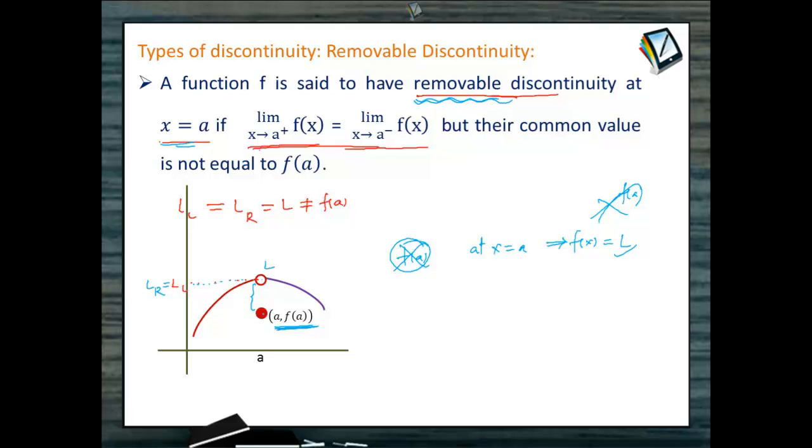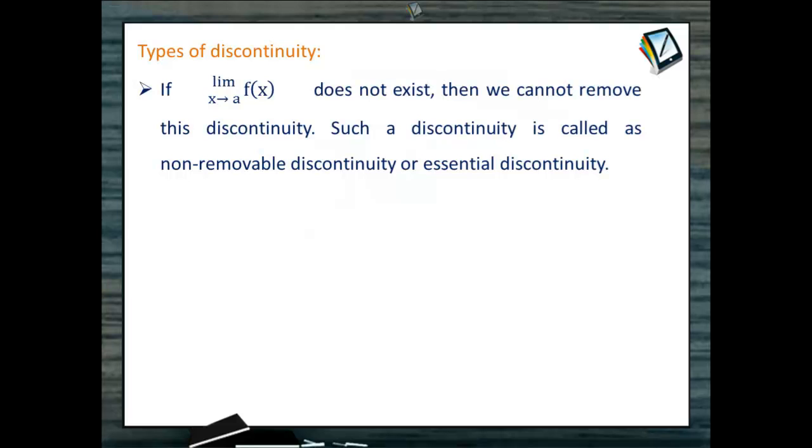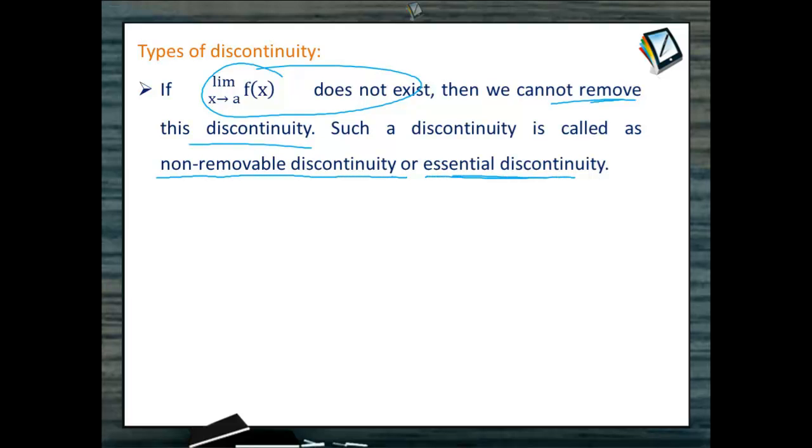Is the idea clear? So when do we say a function has a removable discontinuity? Of those discontinuities which arise because the limit exists but the limit value is not equal to the functional value, such a discontinuity is called removable discontinuity. It can be removed. Now what about the opposite case, a non-removable discontinuity? There is a discontinuity but it cannot be removed. When is it possible? If the limit itself does not exist, then we cannot remove such a discontinuity, and such a discontinuity is called non-removable discontinuity, or we say essential discontinuity.